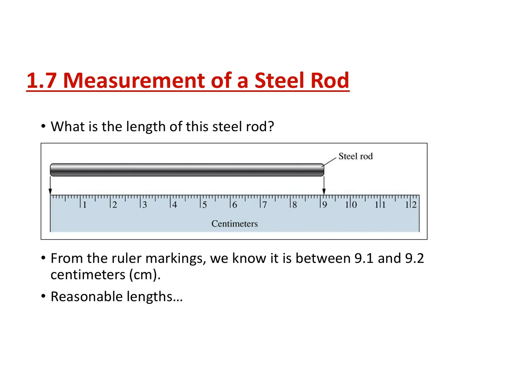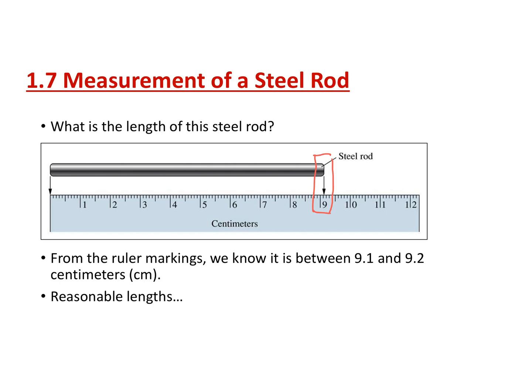So here's an example. Let's measure this steel rod. Looking at that steel rod, it is definitely beyond the 9 centimeter hash mark, and it's definitely beyond the 9.1 hash mark. So we would all look at that and agree that it's greater than 9.1 and less than 9.2. So somewhere between 9.1 and 9.2.